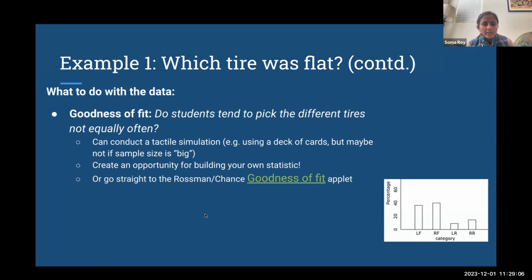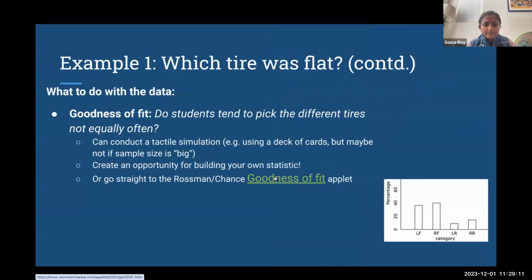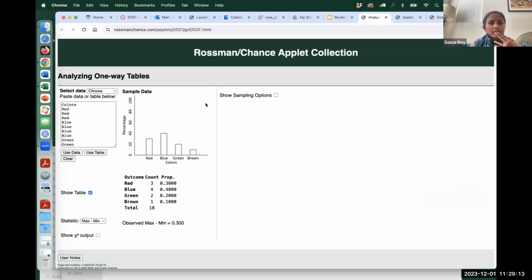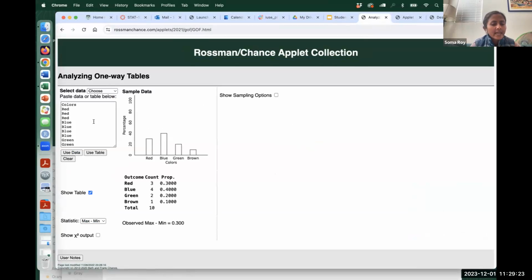And the Rossmann chance applets also have that. So let's see if I can. So this is the data here. If you go down here, there's your goodness of fit applet, and you can put in the data here. So I'm just going to go ahead and put, I had left front was 20, right front was 22, left rear was 5, and right rear was 8.